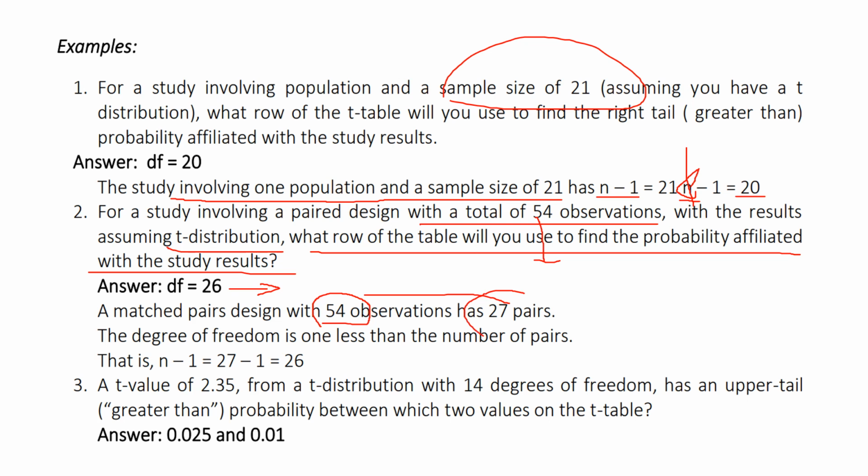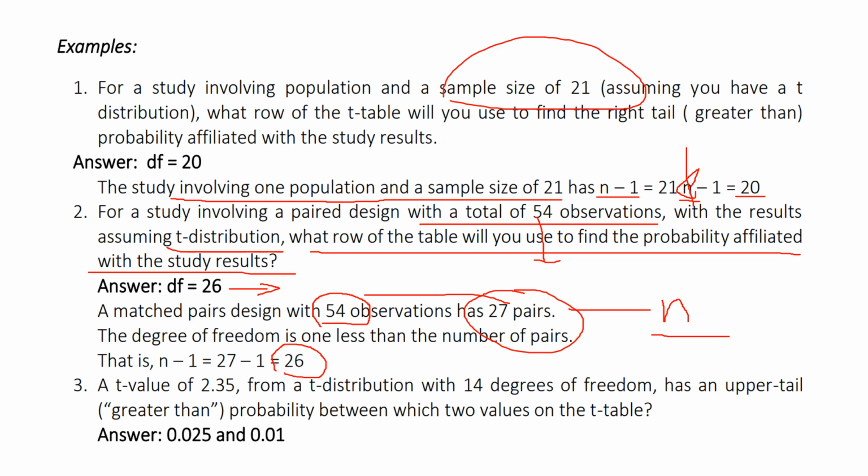Now, 27 is your sample size. So 27 pairs will be your sample size to be subjected in your experiment. The degrees of freedom is 1 less than the number of pairs. That's why your n, 27 minus 1, is equal to 26. So that's how we compute for your degrees of freedom. Now we just simply subtract 1 from the given value of your sample size.